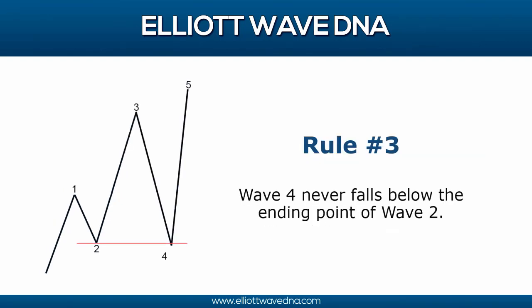Rule number 3 is different. Since we know that wave 4 can enter the territory of wave 2 and usually does that, we need to add one more rule that will help us separate a leading diagonal from some sort of correction. So we are going to say it like this: wave 4 never falls below the ending point of wave 2. So after a strong spike higher in wave 3 and a test of the territory of wave 2, we are going to watch that starting point as our short-term invalidation point. But again, we just have 3 rules to follow, and that's all.